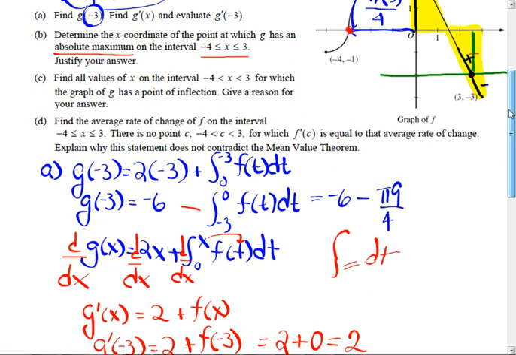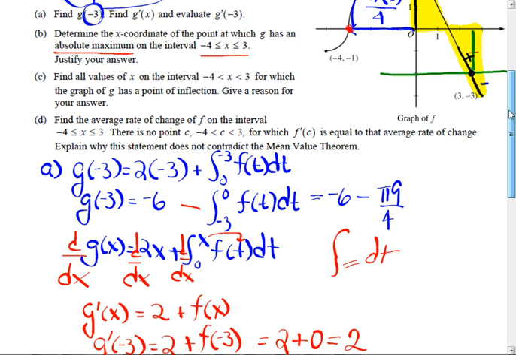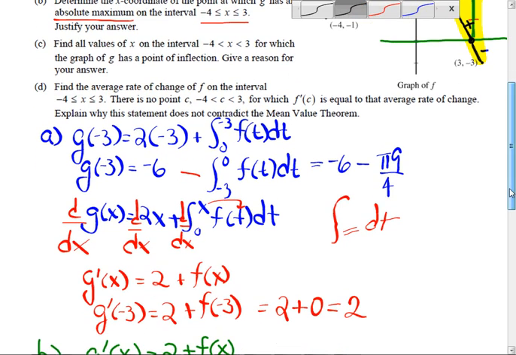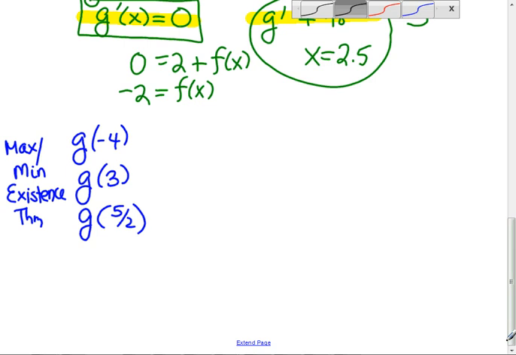Okay. C, find all values of x on the interval for which the graph G has a point of inflection. This is only 1 point. So I like to justify my answer first. So where are my inflection points?